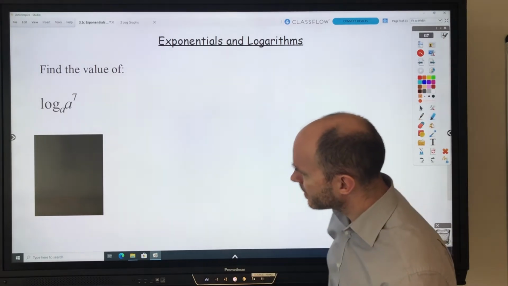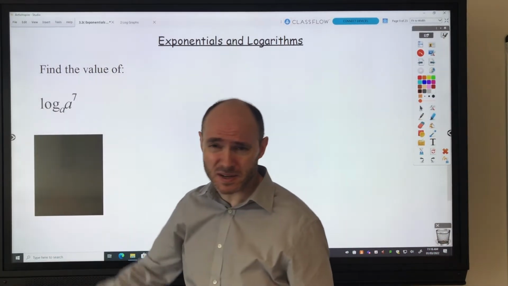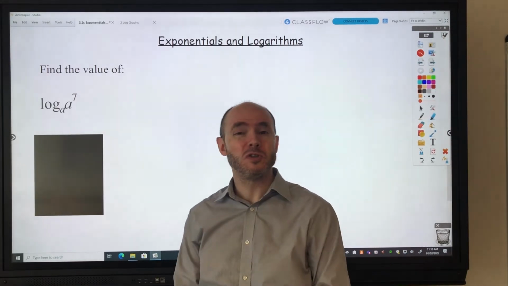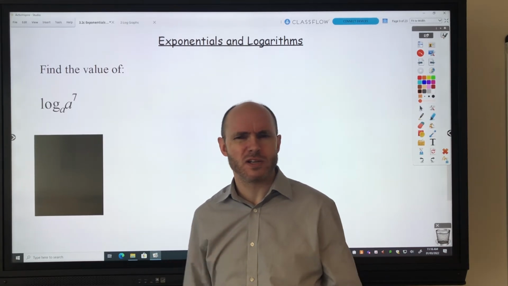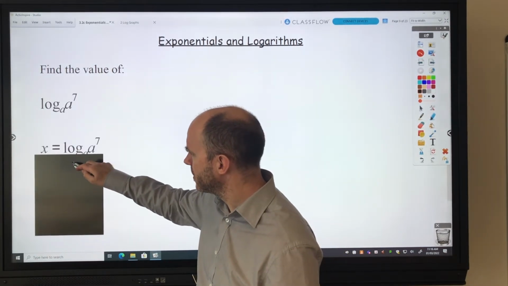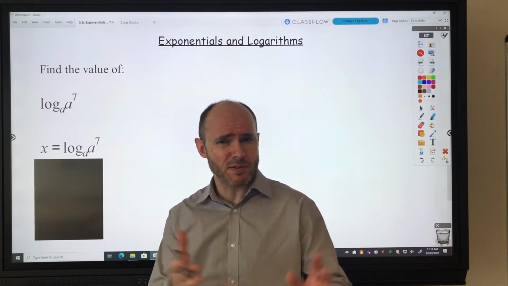Right, next, how do you find the value of this? Well, I've not given you a base number there, have I? What you could do is just test it out. Just choose a value of a, like 5 or 2 or 10, and just see what actually happens. But how do you actually do it? I'll start you off, just do the same as what we did before. Maybe pause the video again and have a go at it.